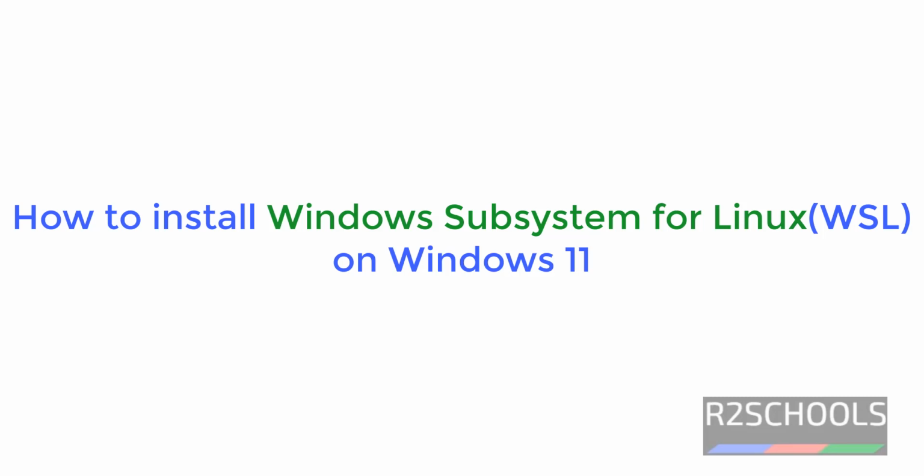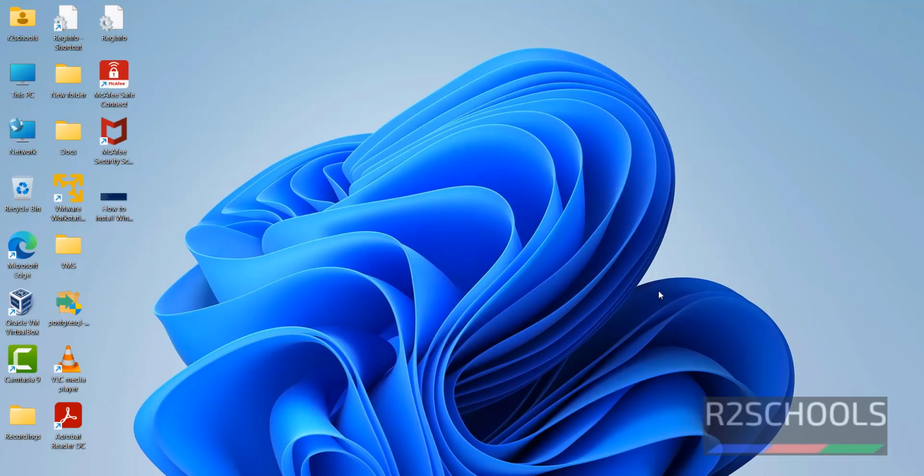Hello guys, in this video we will see how to install Windows Subsystem for Linux, that is WSL2, on Windows 11 operating system. We can install WSL on Windows 11 by using command prompt or PowerShell. Open command prompt or PowerShell as administrator.